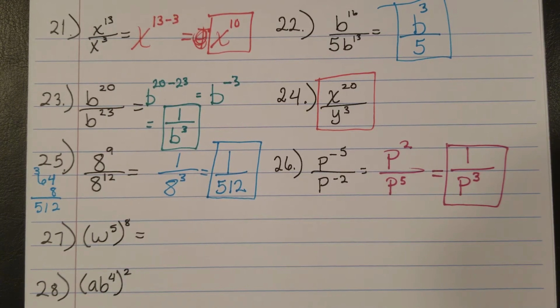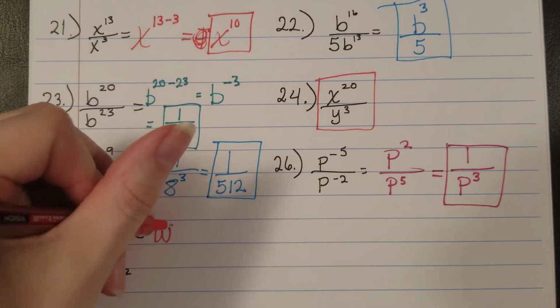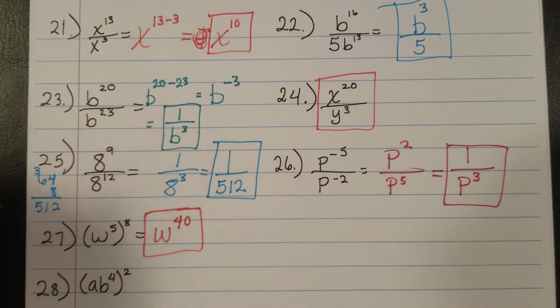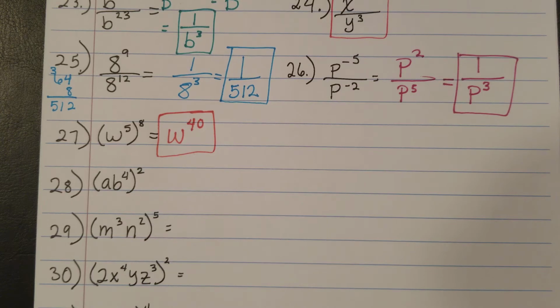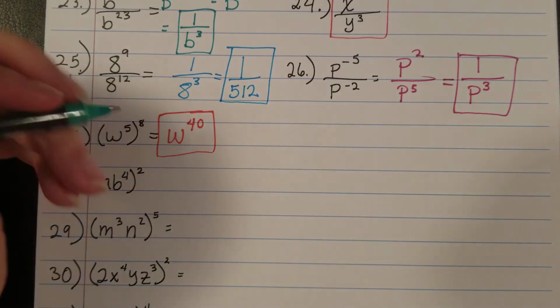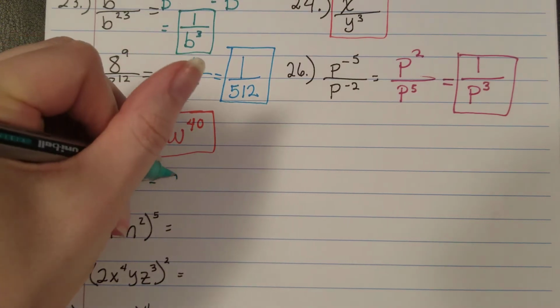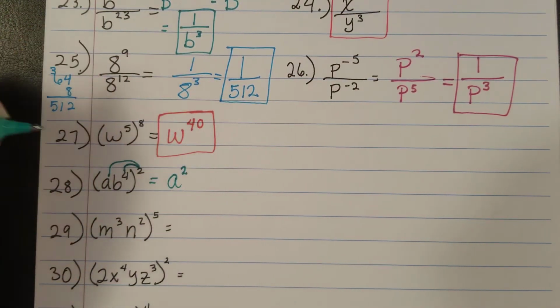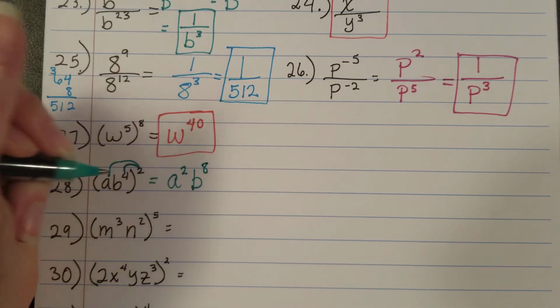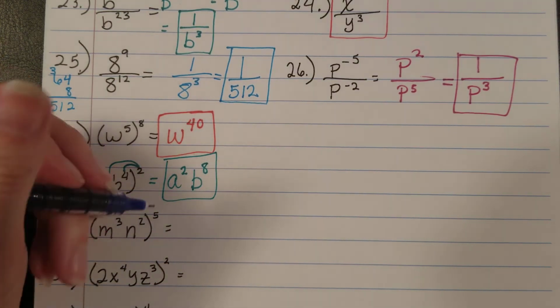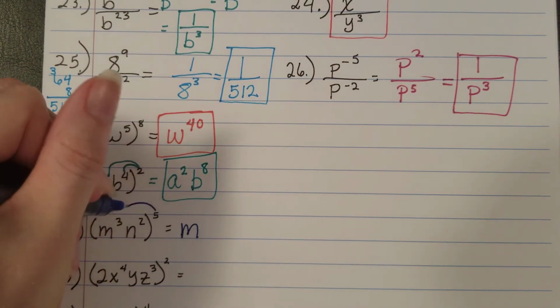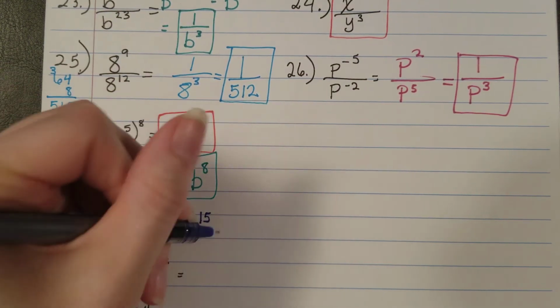So w to the power of 5 to the power of 8. So 5 times 8 is 40. Okay, and then number 28. So we're going to distribute that exponent. So that's going to be a squared. And then with the b, you're going to multiply 4 times 2, which is 8. So it's b to the 8. Number 29. 5 times 3 is 15. 5 times 2 is 10.